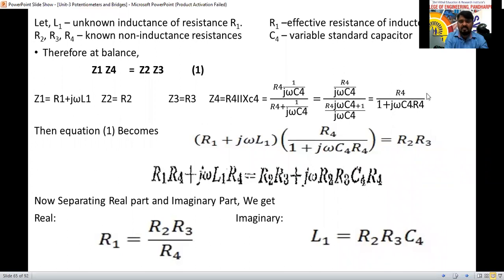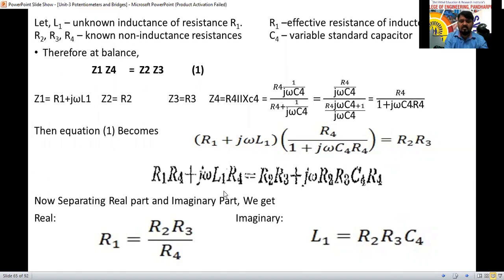Z4 will be left as R4 divided by 1 plus J omega C4 R4. Multiplying the R4 across, and sending the 1 plus J omega C4 R4 to the right-hand side, it multiplies with R2 R3. So R1 into R4 plus J omega L1 into R4 equal to R2 R3 into 1, that is R2 R3, plus R2 R3 into J omega C4 R4, which is J omega R2 R3 C4 R4.